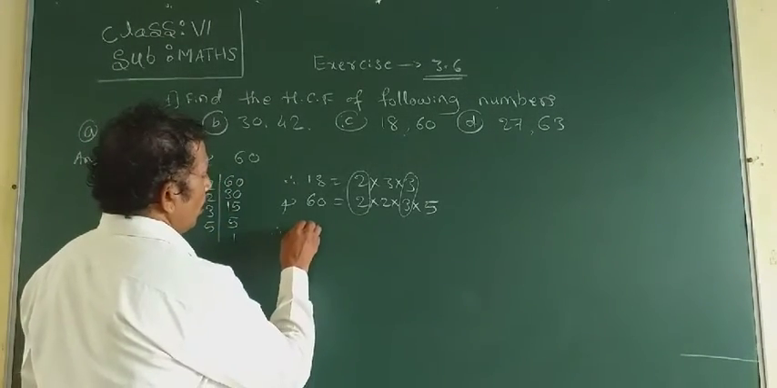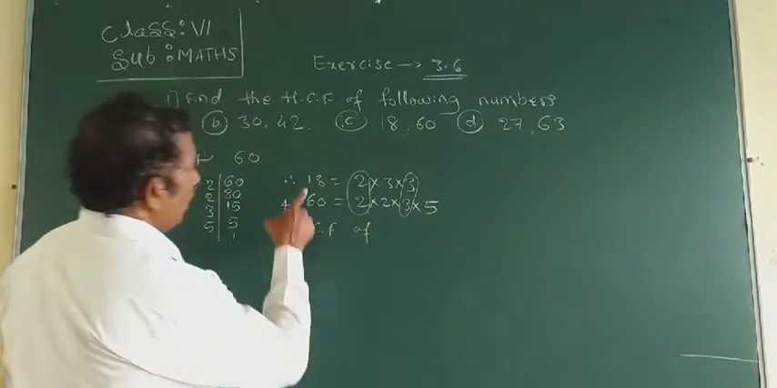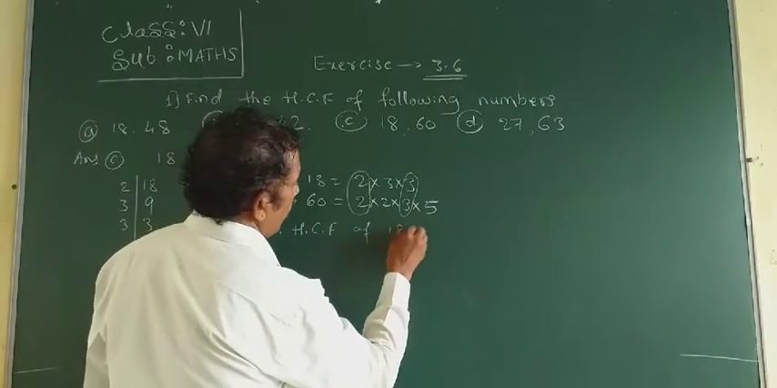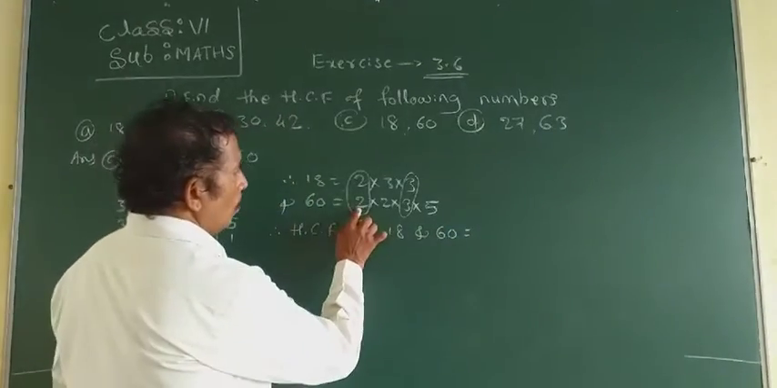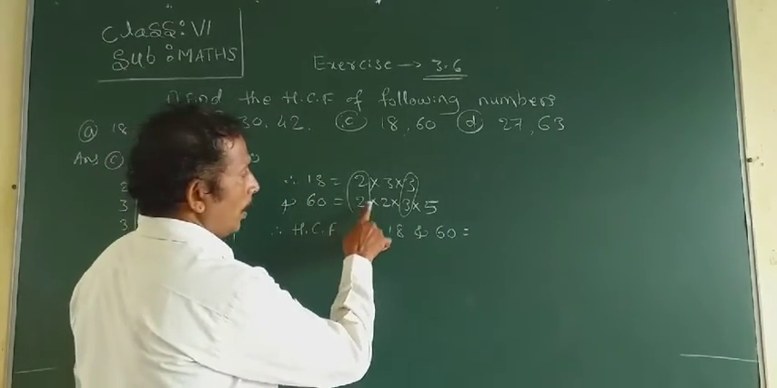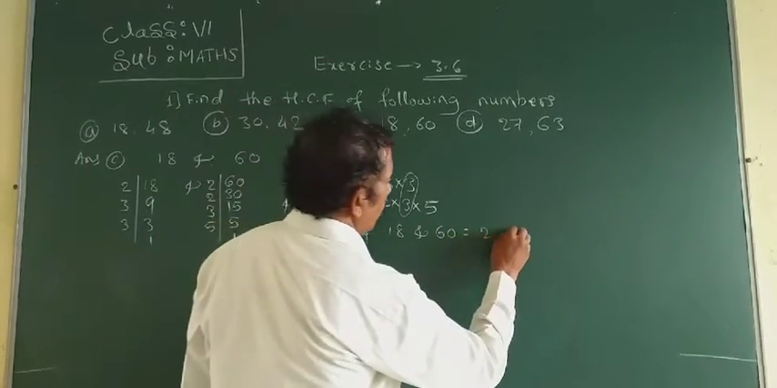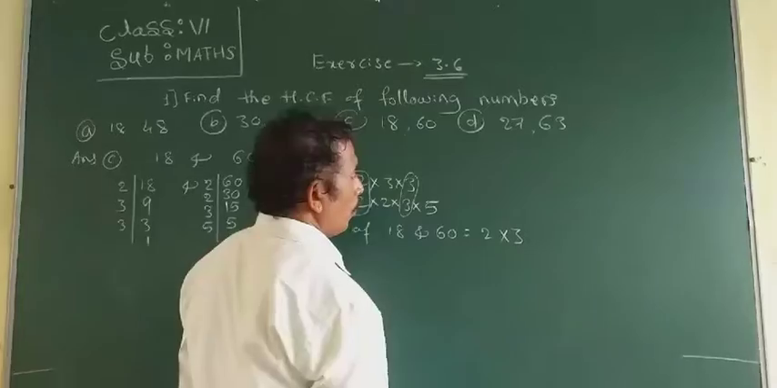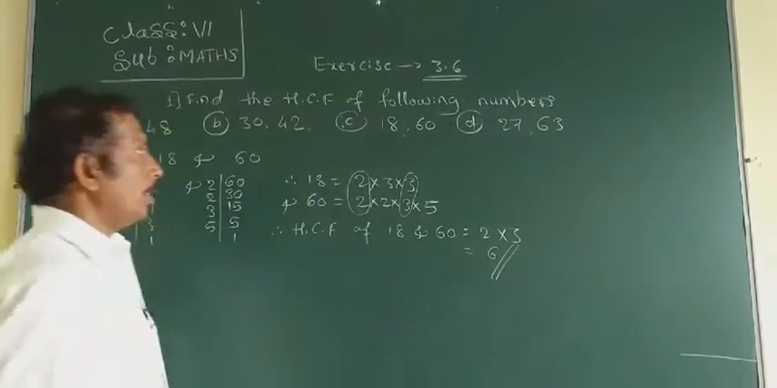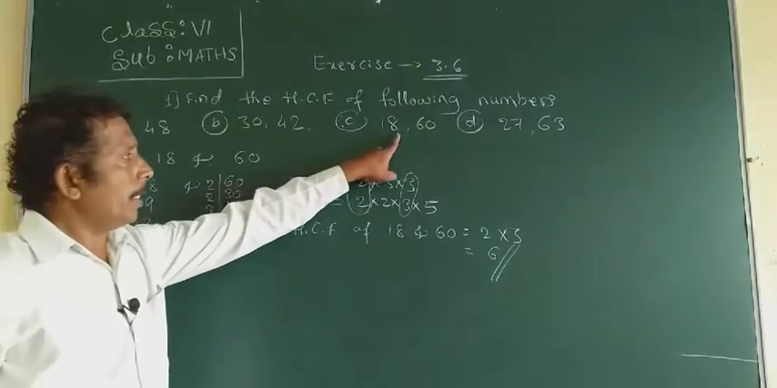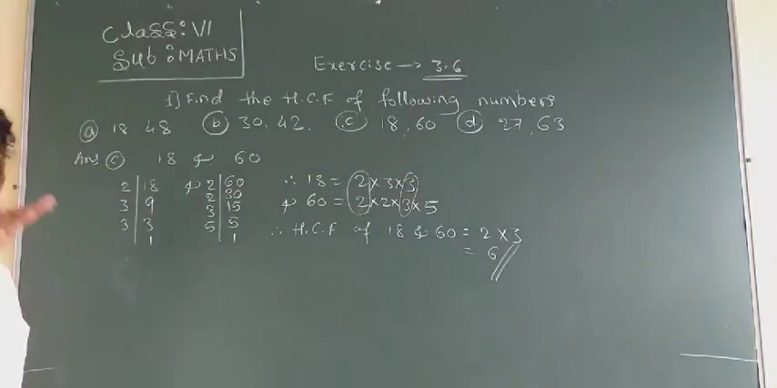Therefore, the highest common factor of 18 and 60 is equal to first common factor 2, second common factor 3. First write 2, then write 3, take their product, that is equal to 6. Now once again, the HCF of 18 and 60 is 6.